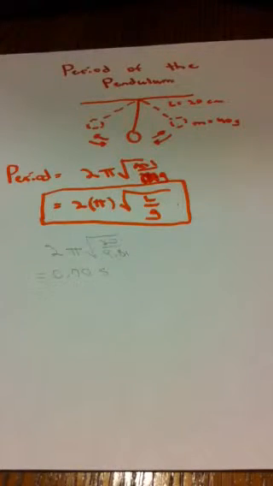Finally, we're going to take a look at the period of a pendulum. The period of the pendulum measures the amount of time it takes for it to complete one full cycle back and forth. Base equation for period is 2 pi square root ml over mg. Cancel out the m's and you're left with 2 pi square root L over G.